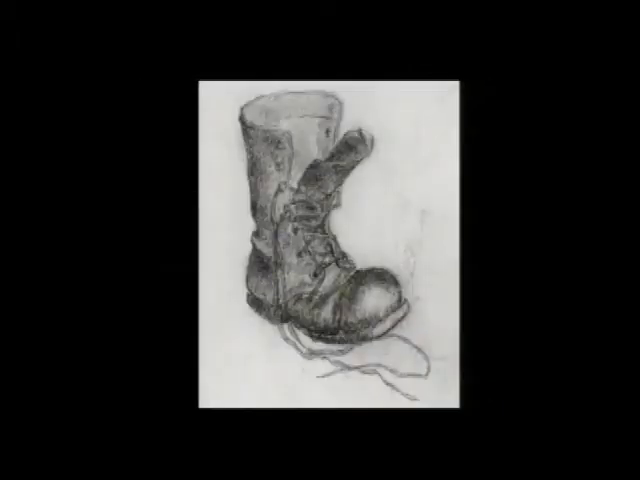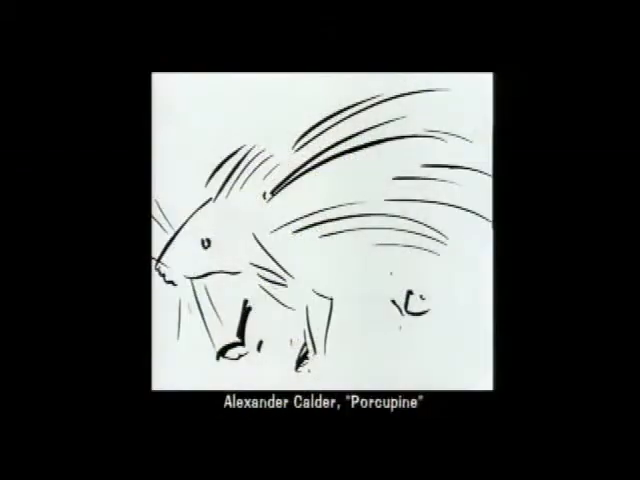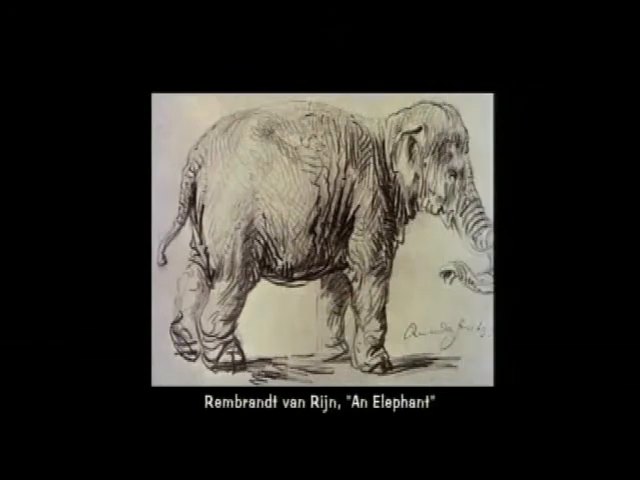Drawings can have a few lines or many lines. This porcupine was drawn with just a few quick sketch lines, and yet we know what it looks like. There are hundreds of broken, overlapping lines in this drawing of an elephant.